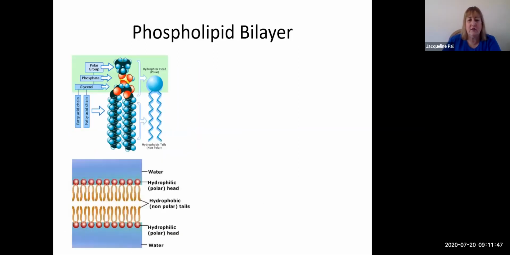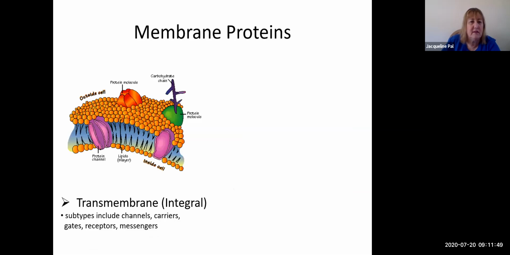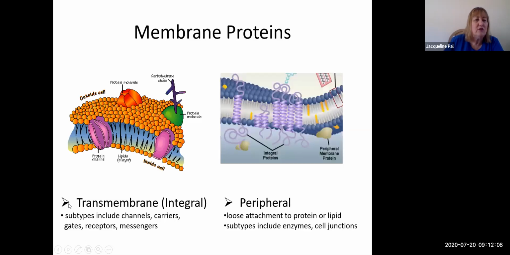Now, in addition to lipids, does everybody recognize the phospholipid bilayer? In addition to the lipids, which we're not showing on this portion, we have proteins, okay? Proteins can be divided into two big categories. The first are those that go all the way across the phospholipid bilayer. They're called transmembrane, which means across the membrane. They're also called integral, because they are stuck in the phospholipid bilayer and cannot be removed.